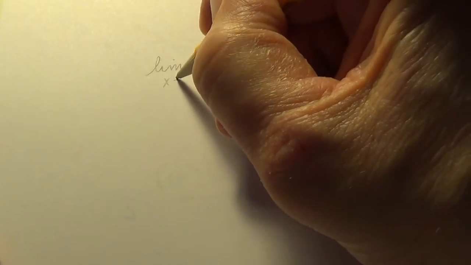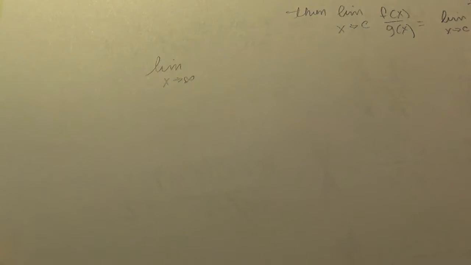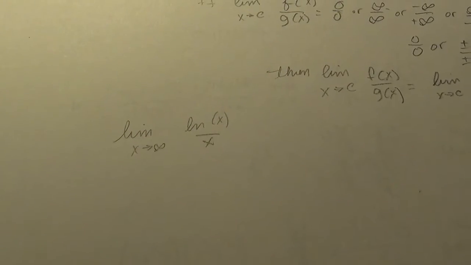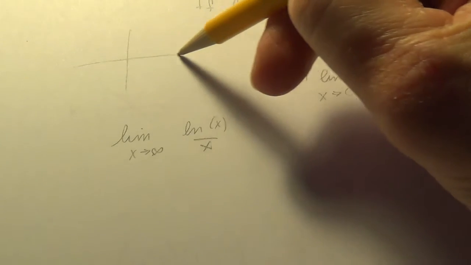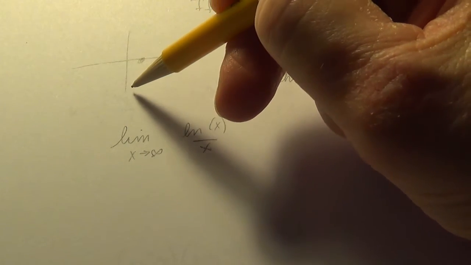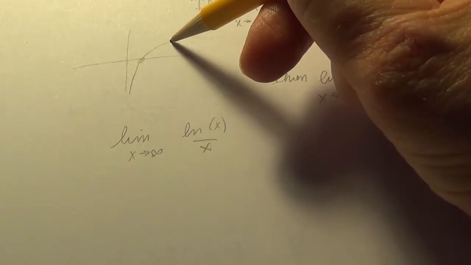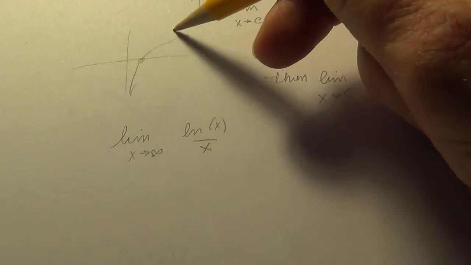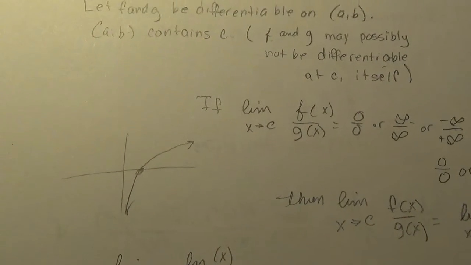Let's say the limit as x approaches infinity. Doesn't have to, actually it can be infinity, so we can do ln of x over x. If you remember the graph of ln of x, or any log function, it crosses this point, has a tail here, and it goes up slowly, always increasing. Even though it's rising slowly, it is increasing forever.